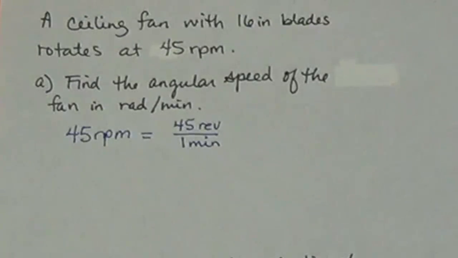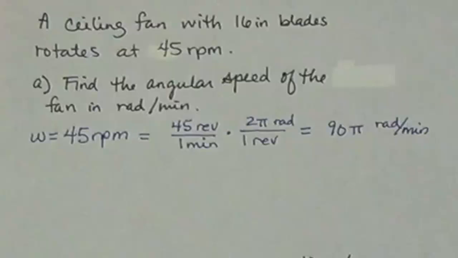So we'll start with our RPM. We know 45 RPM is 45 revolutions in 1 minute. Now the revolutions, we want to convert this to an angle. So remember that each revolution of the unit circle is 2 pi radians. And so we can say there are 2 pi radians in every revolution. So now if we cancel out our units there, we can see the revolutions cancel out and we're left with radians per minute. So here we can see that omega is going to equal 90 pi radians per minute.